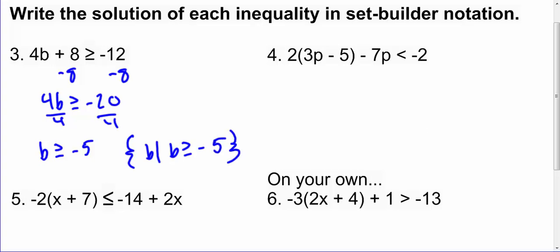Apologies. All right, let's look at number 4. Again, it's really just a little practice working with inequalities. So we'll go ahead and distribute first.